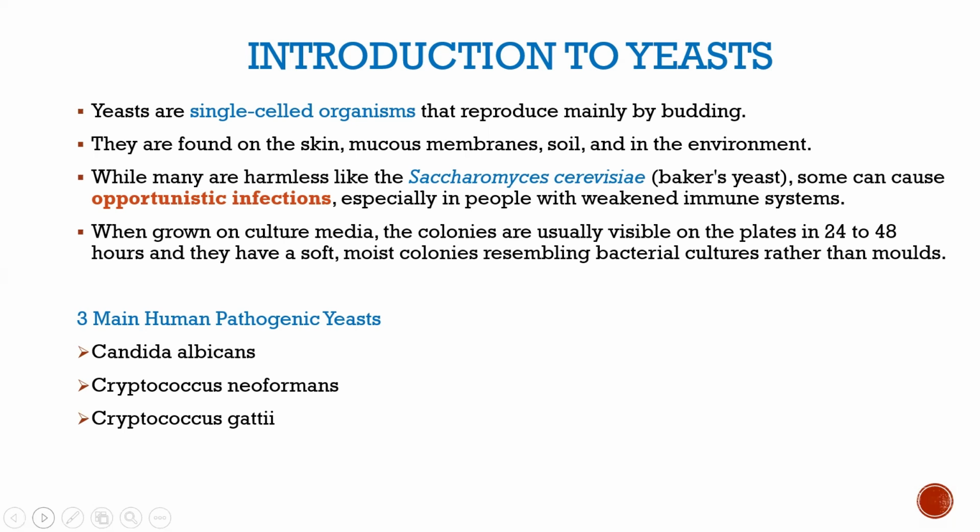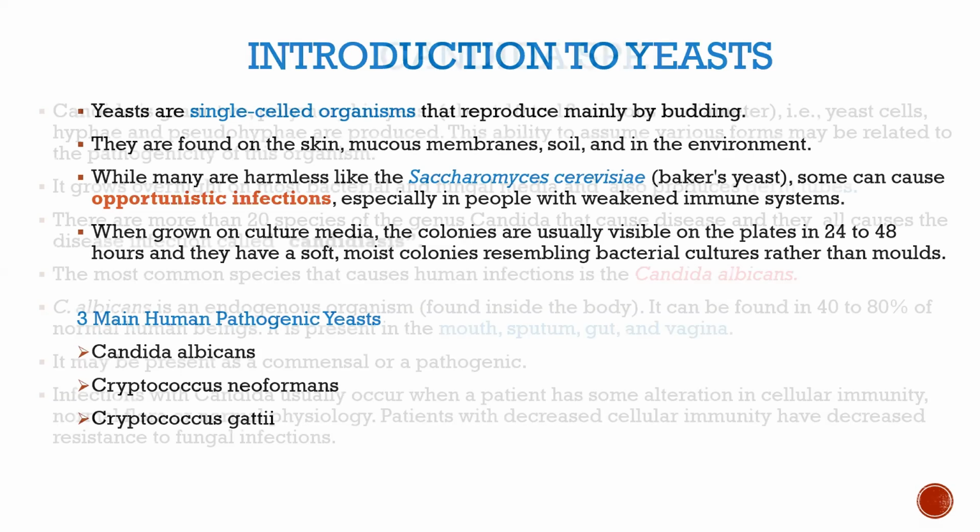Then there are three major human pathogenic yeasts that we're going to be looking at tonight, according to our material. There are a lot of them, but for the sake of our topic today and according to our material, we're going to concentrate on three main pathogenic yeasts. Number one is Candida albicans from the Candida species, and then Cryptococcus neoformans and Cryptococcus gattii from the Cryptococcus genus. Okay, so these are the three major ones we're going to be looking at tonight.